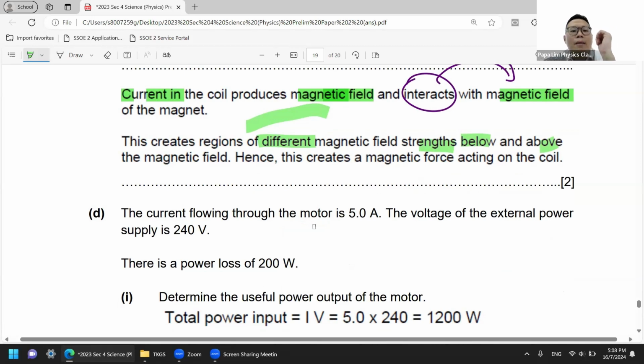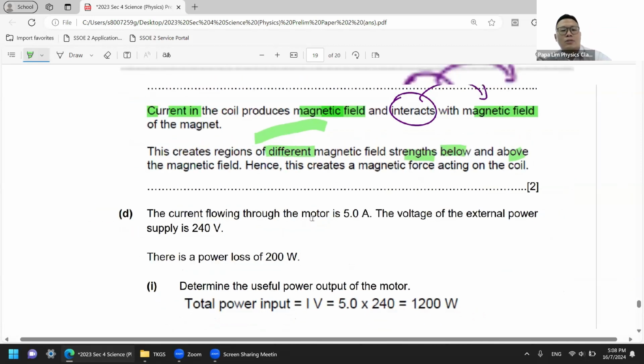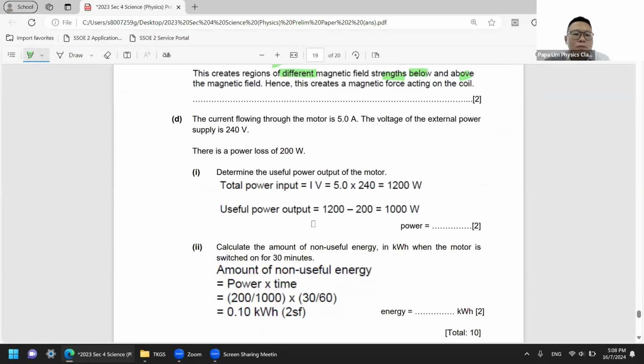Now, part D is a standard calculation for power. It talks about useful power and non-useful power. I would say it is a straightforward question where we look at the power related to I and V. The question asks for the power loss, so you will be able to find the useful power. P equals IV. In this question, we look at the total power of the motor itself.